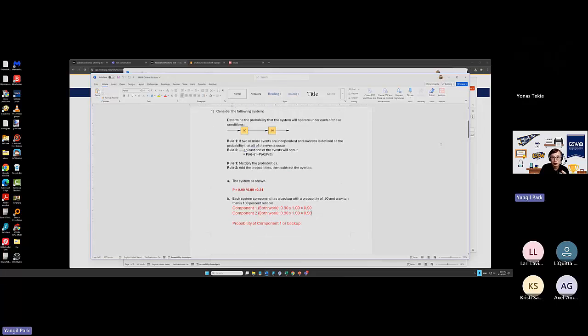By the way, the switch is a mechanism by which the backup kicks in. So that's how you're going to set the percentage here.